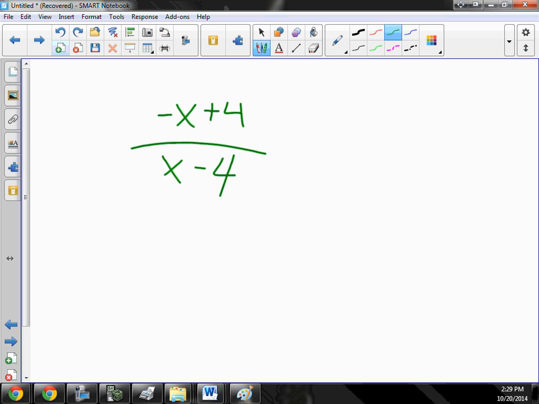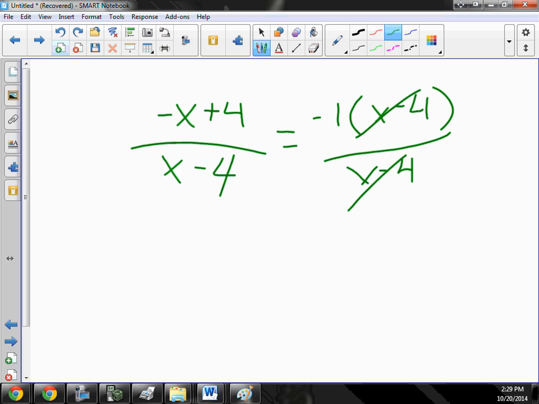Right. So can I adapt this so that it will cancel? I can pull a negative 1 out of either one. It doesn't matter. Which one is easier to take a negative out of? So pull out a negative 1, and what am I left with? x minus 4 over x minus 4. Those cancel, and my answer would be negative 1. And that's a trick that you'll see every once in a while. In general, if the leading coefficient is negative, you want to pull it out.